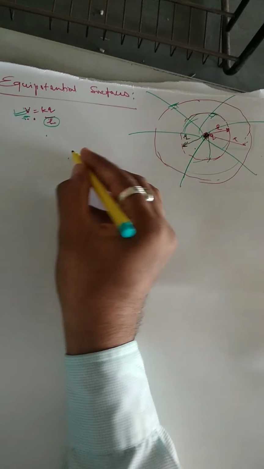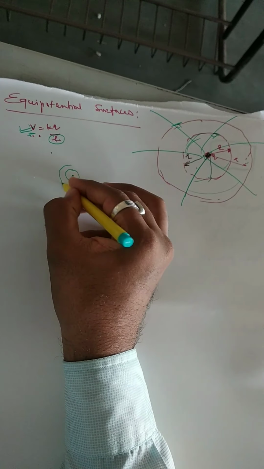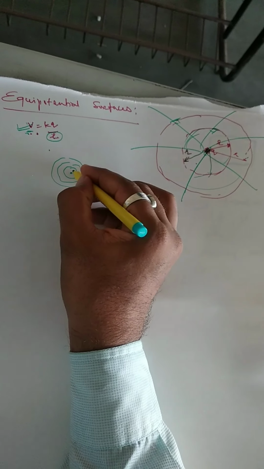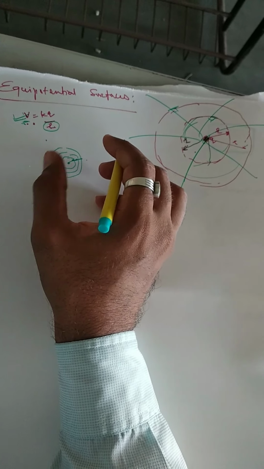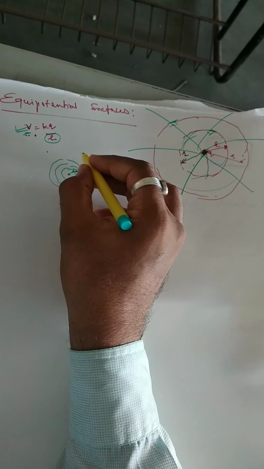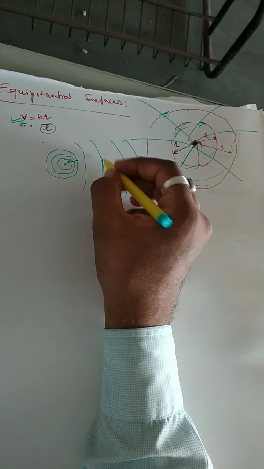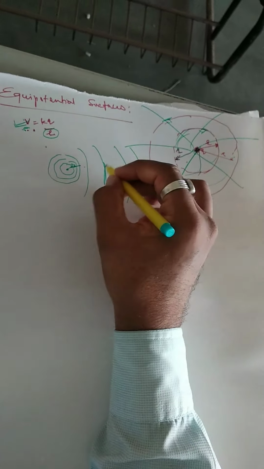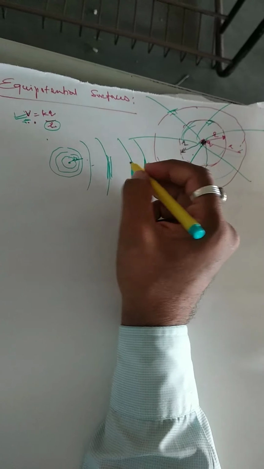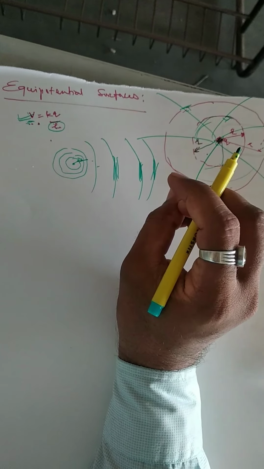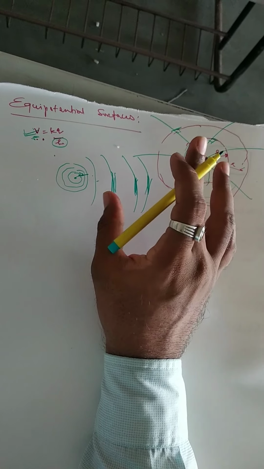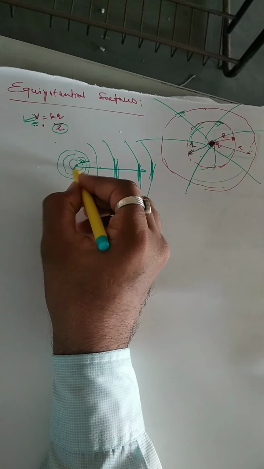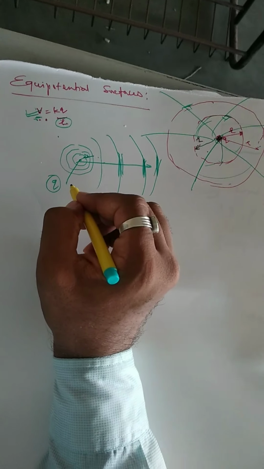Now suppose I am taking a small charge, and because of that small charge, I will have these equipotential surfaces. Close to this small charge, these equipotential surfaces have a vast difference in the value of V. But as I go away, they will be around parallel, and the changes in these equipotential surfaces will be very small when we go far away from this center point or from this charge. Clear?